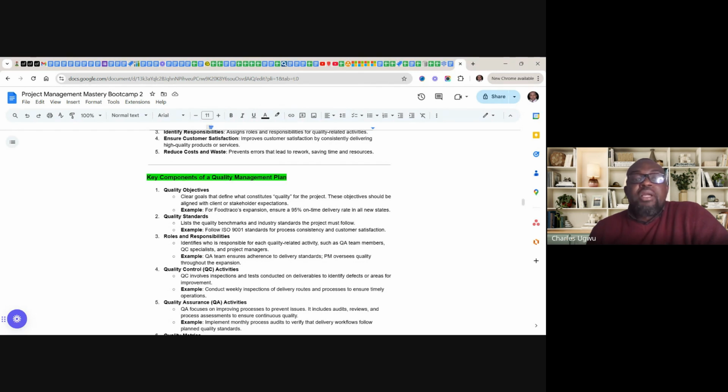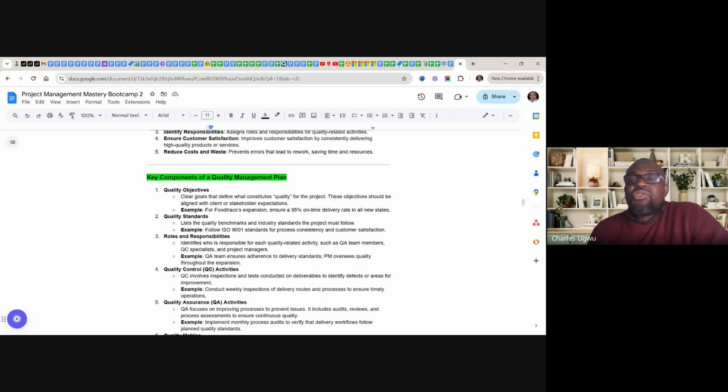The components are the building blocks, how we are going to build or create your quality management plan as a professional. Number one is the quality objective. You have to clearly understand and identify the quality objective. Clear goals that define what constitutes quality for the project. This objective should be aligned with client or stakeholders' expectation.